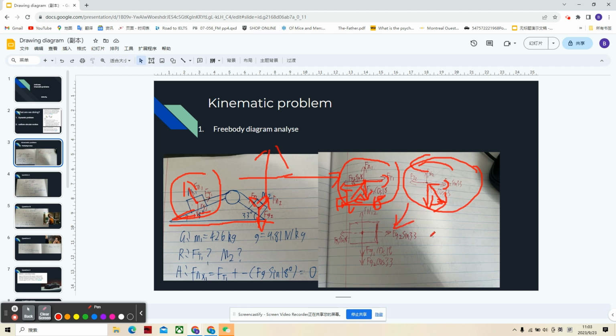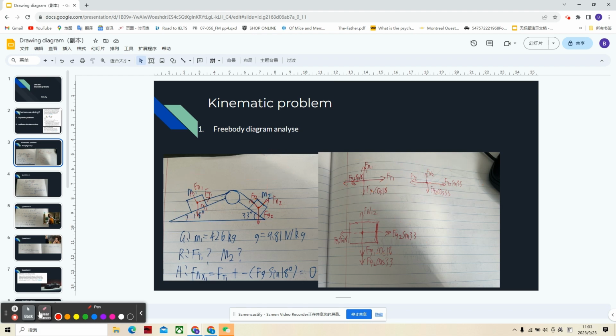Since the force of tension 1 is equal to negative force of tension 2, they cancel each other out. So what we have left on the x direction is FG1 sine 18 and FG2 sine 33. On the y direction, it should be only FN1 and FN2 combined, and FG1 cosine 18 and FG2 cosine 33. Okay, after we analyze this, we can move on and solve the problem.